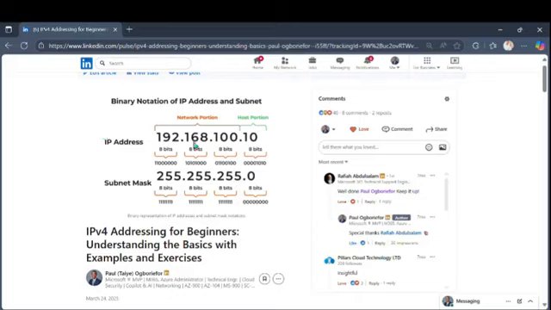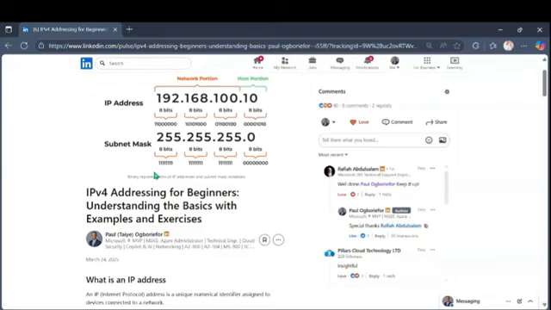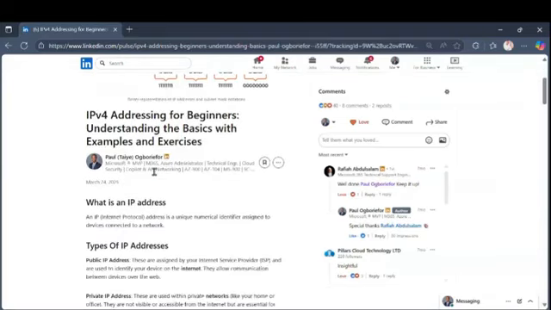So here you have 192.168.100.10. We have 8-bit, 8-bit, right? We have the host portion and the network portion. This is basically what I want us to fully understand today. We have the 255.255.255, and then here come the 000 and the 1111. So we are saying IPv4 addressing.